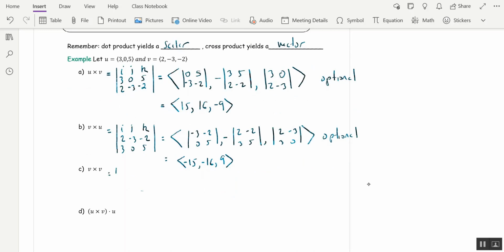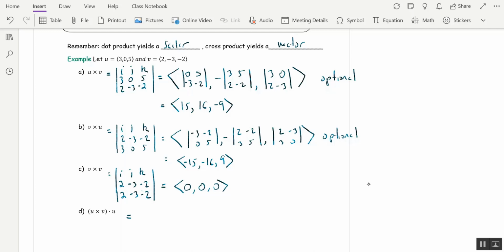Okay, v cross v is i, j, k, and I do want to see that, 2, -3, -2, 2, -3, -2. Straight bars over the whole thing. And I'm going to skip the optional step. We can see if we take each subdeterminant, we're going to get 0, 0, 0. So v cross v is the 0 vector. Again, not a coincidence.